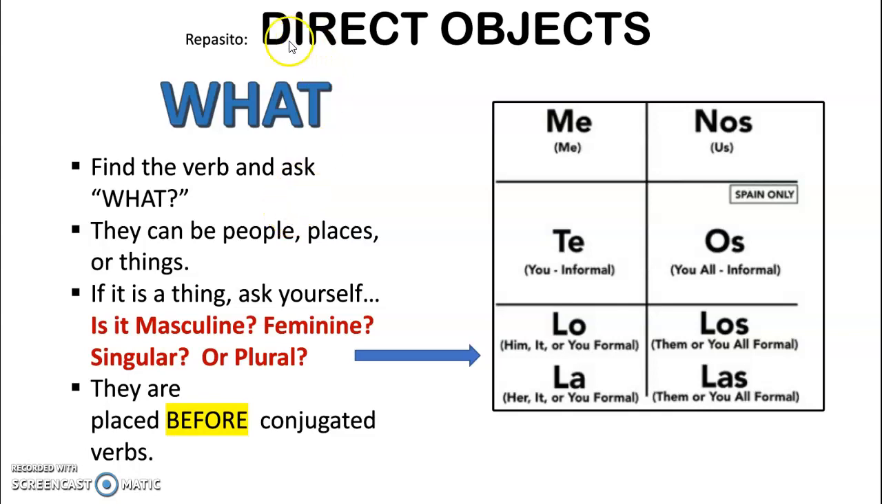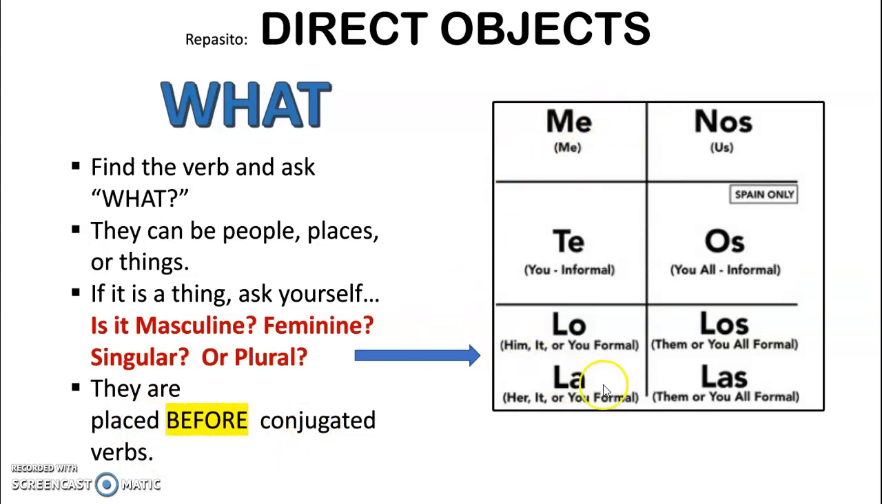So let's just review what direct objects are and what their pronouns are. The direct objects answer the question what. What is the action being performed? Find the verb and ask what. They can be people, places, or things. If it's a thing, you ask yourself, is it masculine, feminine, singular, or plural? And you would plug in the correct direct object pronoun. They are usually placed before a conjugated verb.